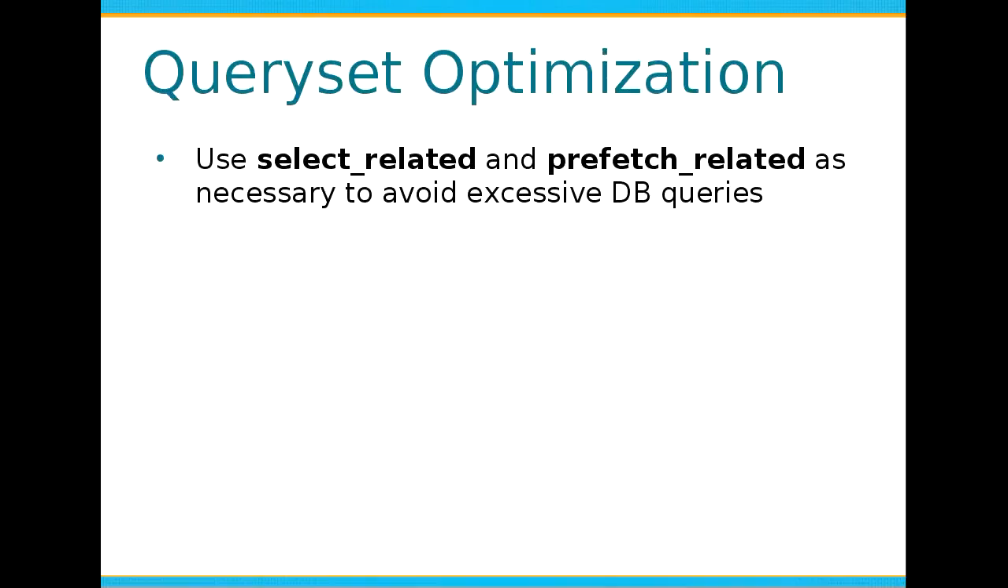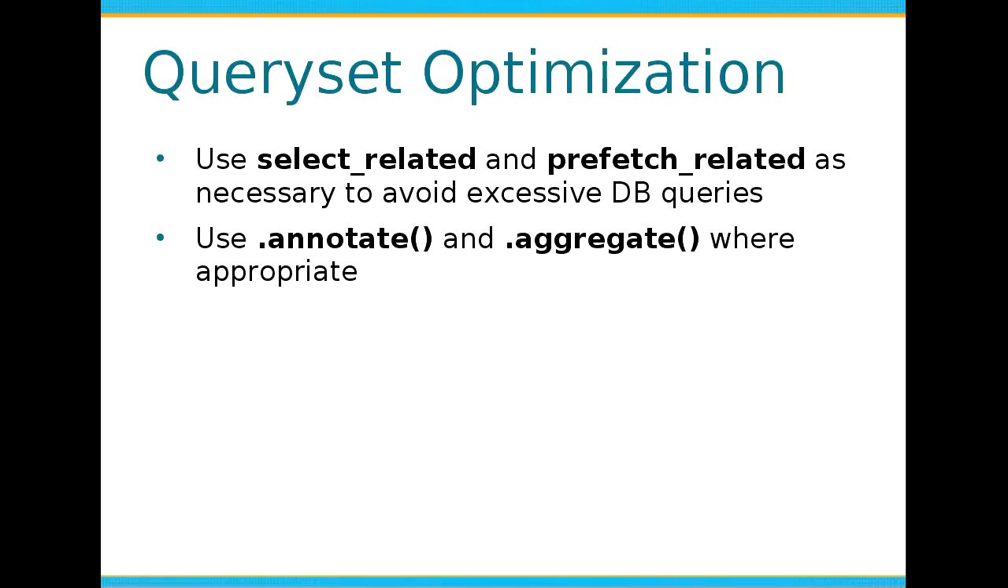So, query set optimization. Your query set itself can be optimized to reduce latency. Select related and prefetch related can help you avoid more round trips to the database server. So go and have a look at the documentation for those two things. Use annotate and aggregate where appropriate to go and get the database to do the work on counting things, on doing whatever it happens that you need your view to do.